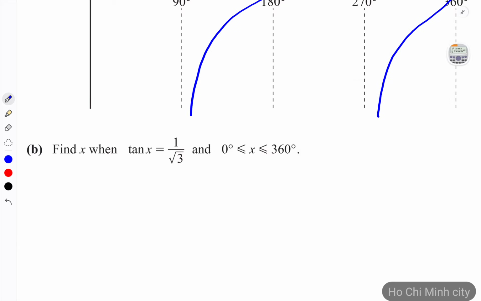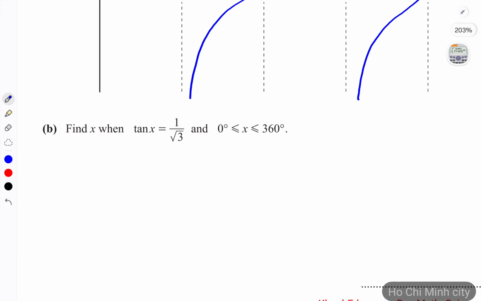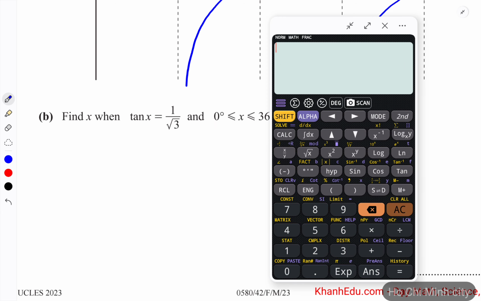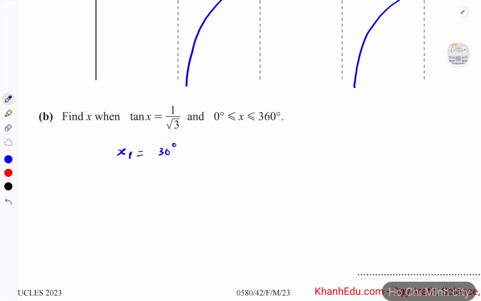All right, and part B, find out the value of x when tan of x is equal to 1 over the square root of 3. So first of all, use the calculator. We will input the inverse of tan of 1 over square root of 3. Then we have the value, the first value of x is 30 degrees.